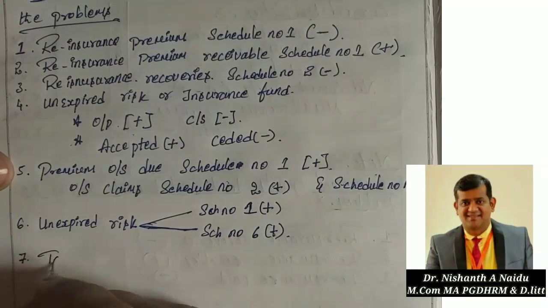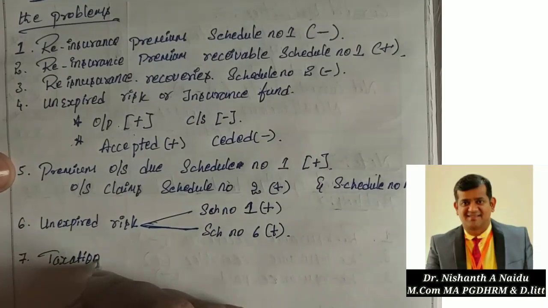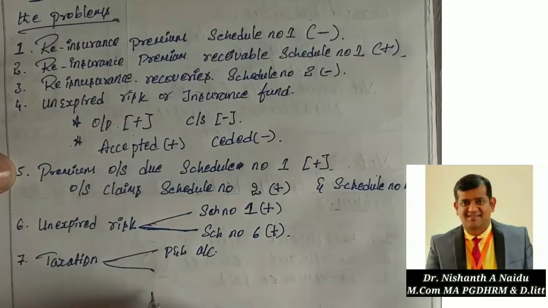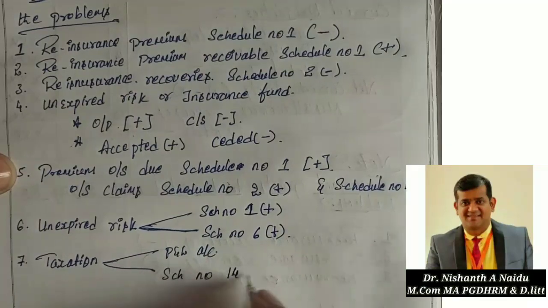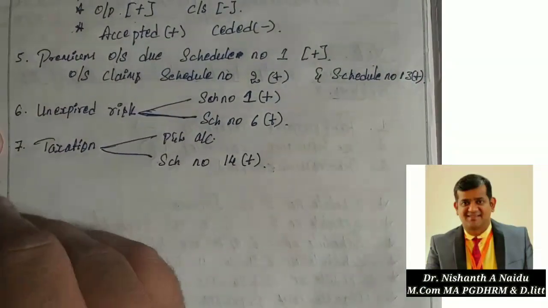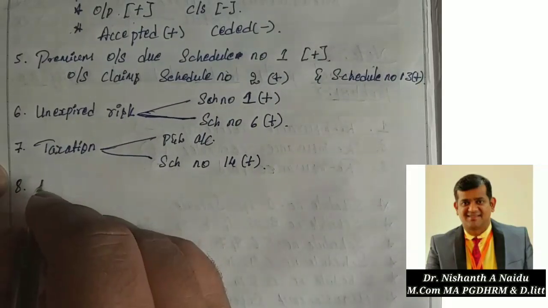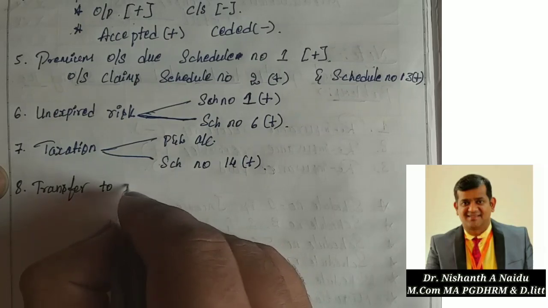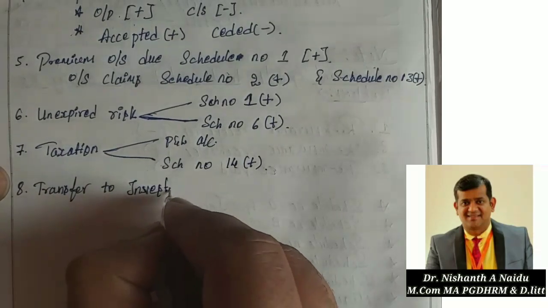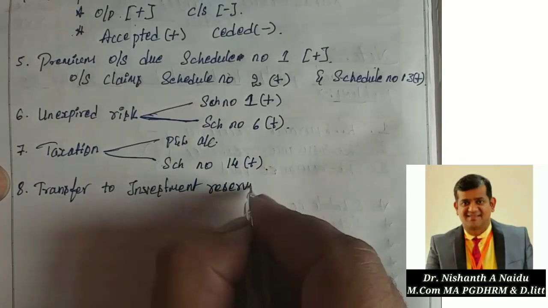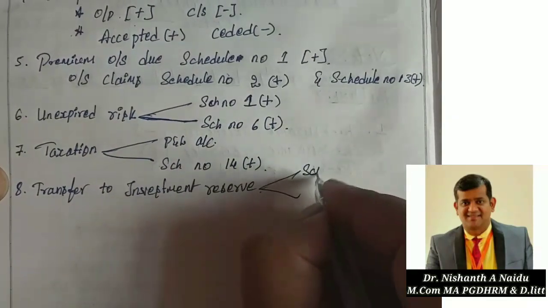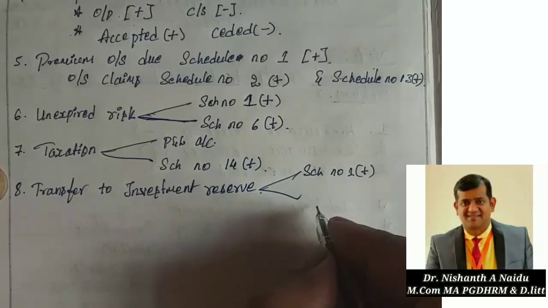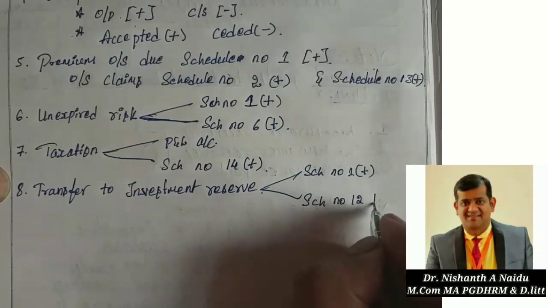Next, the 7th one, taxation. Now this also has dual reflection: P&L account and schedule number 14, add. I hope you are able to catch. Next, 8, transfer to investment reserves. Here schedule number 1, add. Here schedule number 12, add.